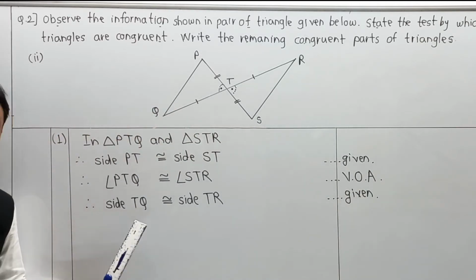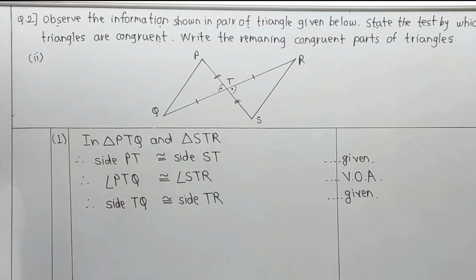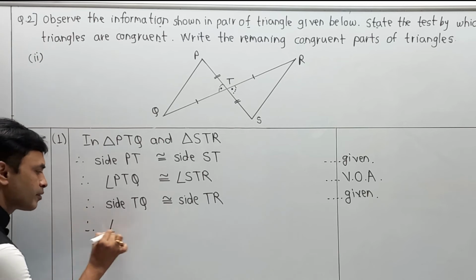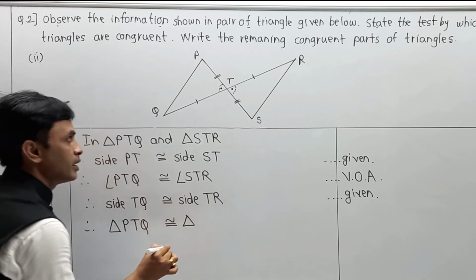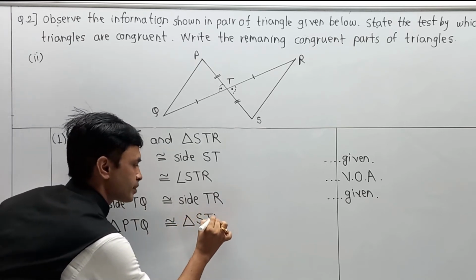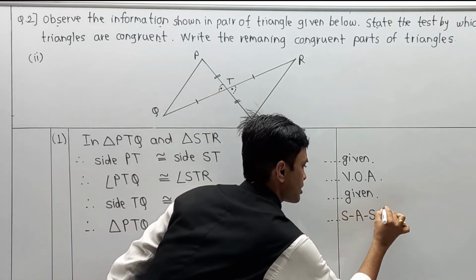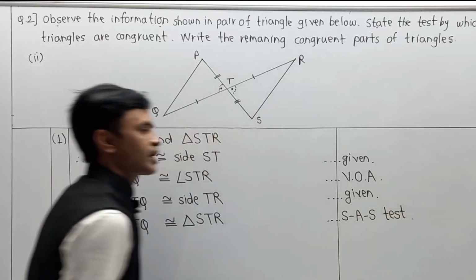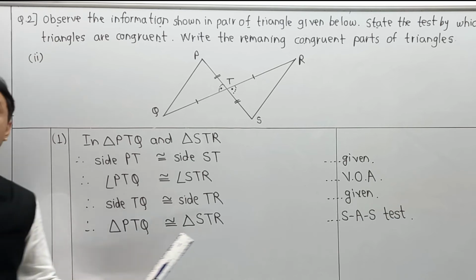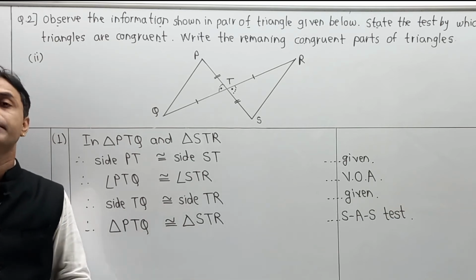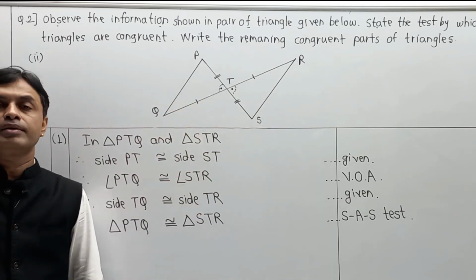Naturally, side, angle, side of the first triangle is congruent with side, angle, side of the second triangle. Therefore, triangle PTQ is congruent with triangle STR by SAS test of congruency. And in this way, first of all, we have shown these two triangles are congruent. Now, when two triangles are congruent, the remaining sides and remaining angles must be congruent. So, as per the part, write the remaining parts of the triangle in terms of congruency.